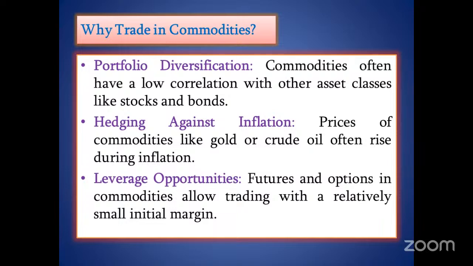And also hedging against inflation. The prices of commodities like gold and crude oil often rise during inflation. For example, in the Ukraine and Russia war, crude oil prices increased, and gold also increased, depending upon the situation at times. And leverage opportunities: futures and options in commodities allow trading with a relatively small initial margin. So these small initial margins give leverage options in futures and options for commodities.